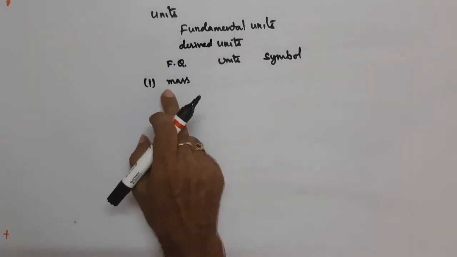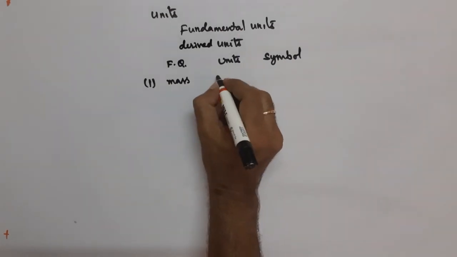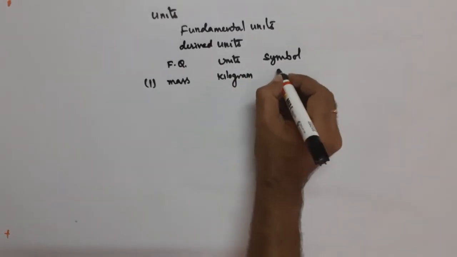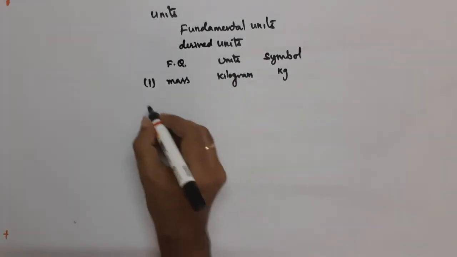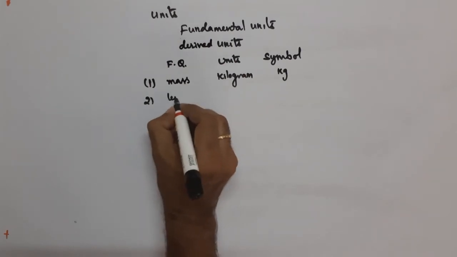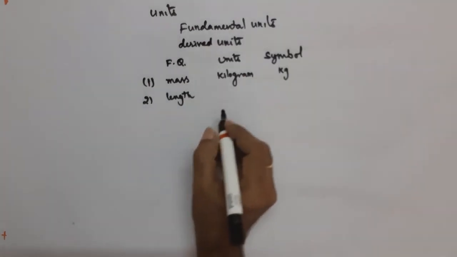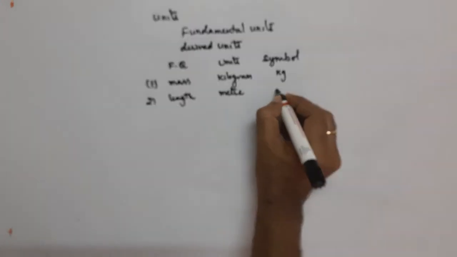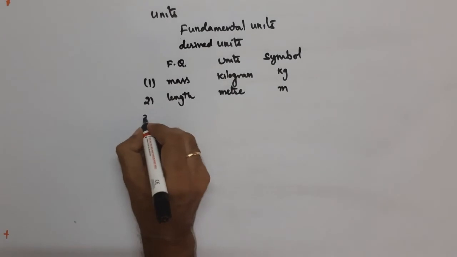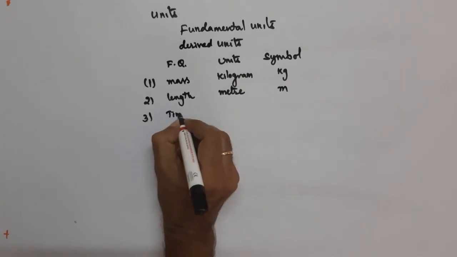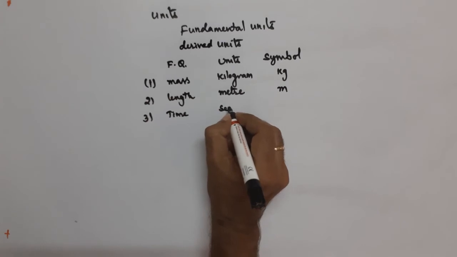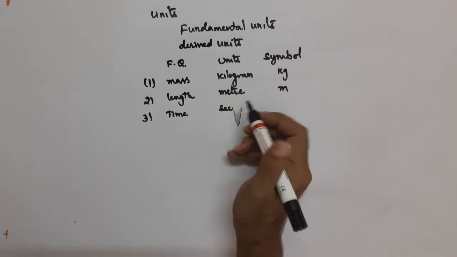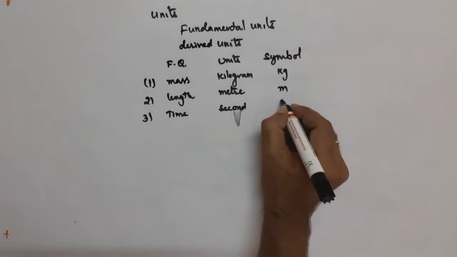First fundamental quantity is mass. For mass, the unit is kilogram and the symbol is kg. Second one is length. Units are meter and the symbol is m. Third, time. Units are second, symbol is s.